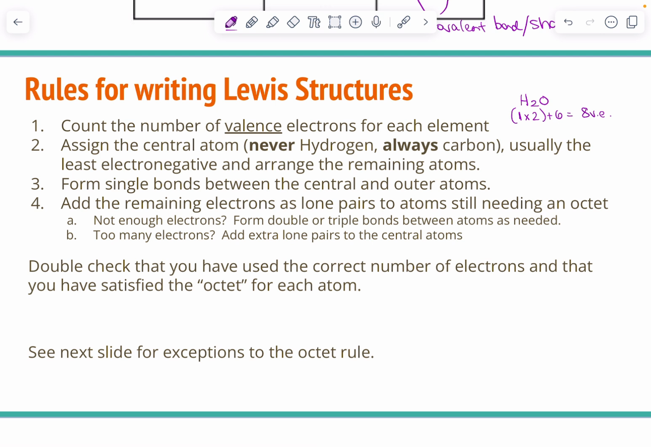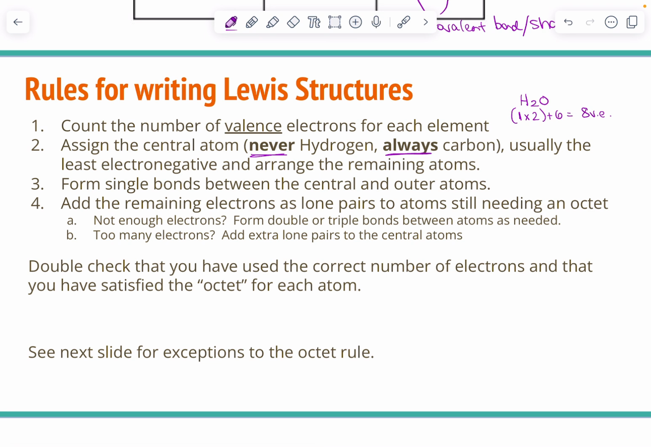Next, we're going to assign the central atom. So in the case of water, that was oxygen because hydrogen can never be in the center. So you'll notice we say never hydrogen, and always, if carbon is present, carbon will always be the central atom. Typically it's going to be the least electronegative atom, and we usually write formulas so that the least electronegative atom comes first. So that generally makes it relatively easy to determine which one is the central atom. Once we assign the central atom, then we're going to arrange the remaining atoms around the central atom.